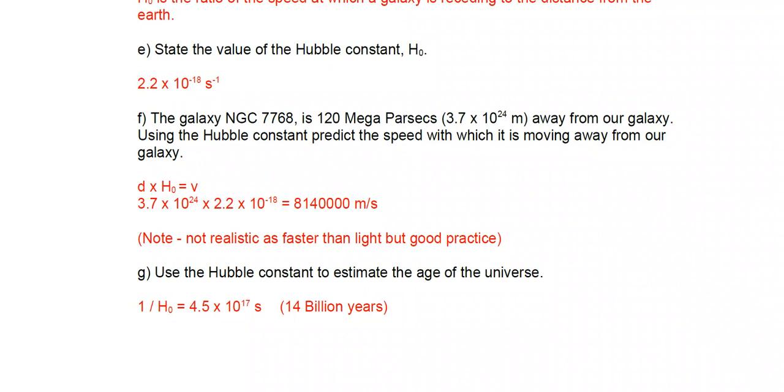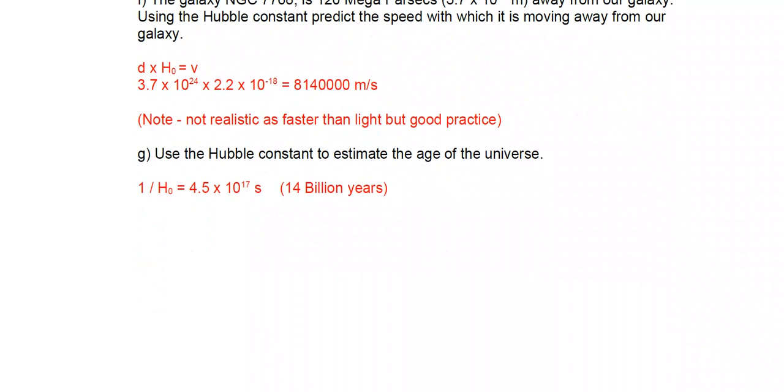Well, we're going to use our equation. V equals H0 times D. So 3.7 times 10 to the 24 times 2.2 times 10 to the minus 18. Well, we get 8,140,000 meters per second. Now, actually, that's not realistic because that would be traveling faster than the light. But it was good practice for you to have a go at using the equation.